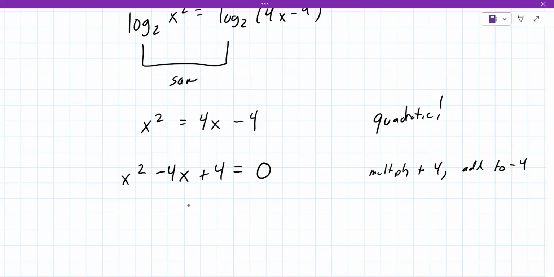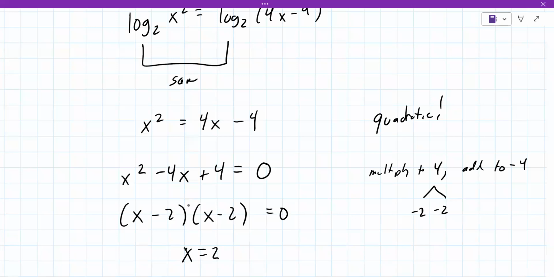-2 and -2. Yes, very good. This becomes x minus 2. x minus 2 equals 0. Do we do like the two separate ones where it's like, yes, x minus 2 equals 0? Okay. x equals 2.